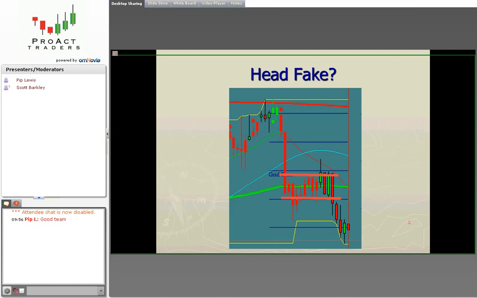What about the head fake? Well, there's the flag. Can everybody see the head fake there? Before they went, they pushed to the upside. Why do they do that? So they can get the dumb money going the wrong way. And this is why you've got to look at the real estate of the day.